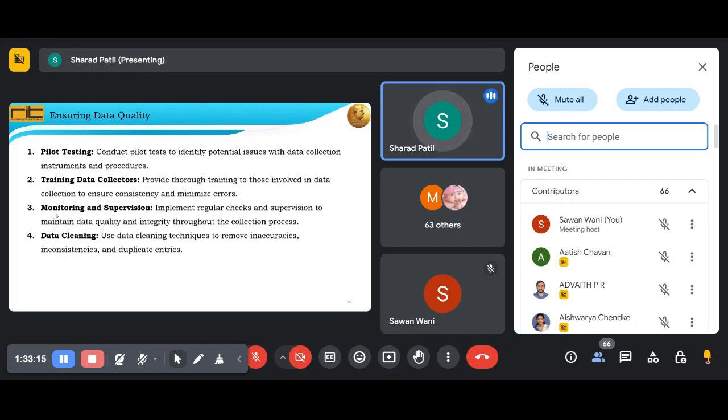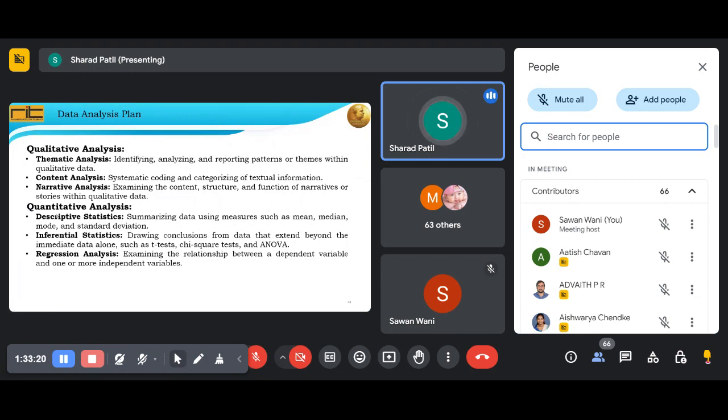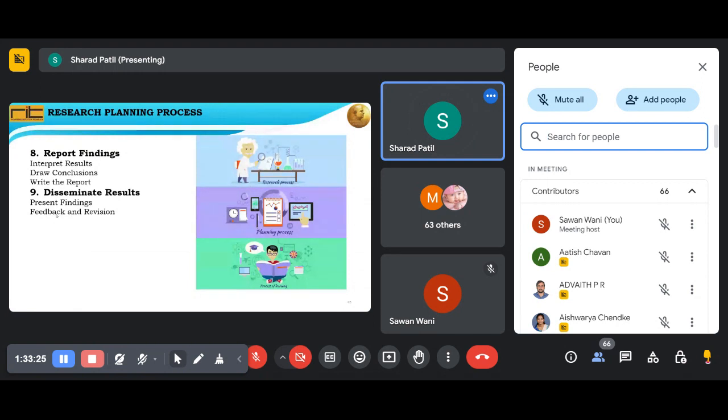Then ensuring the data quality, that whatever data you have collected, you have to ensure that it is quality data. Then the analysis of the data with qualitative analysis and quantitative analysis. And with this stage, whatever data you have analyzed, you require to support or validate your data. This is very important, and that part comes in the report findings. Whatever data is collected by you, you first need to validate that data. Then, whatever new findings you are having, interpret the data. You require to draw the conclusions and write the report on that.